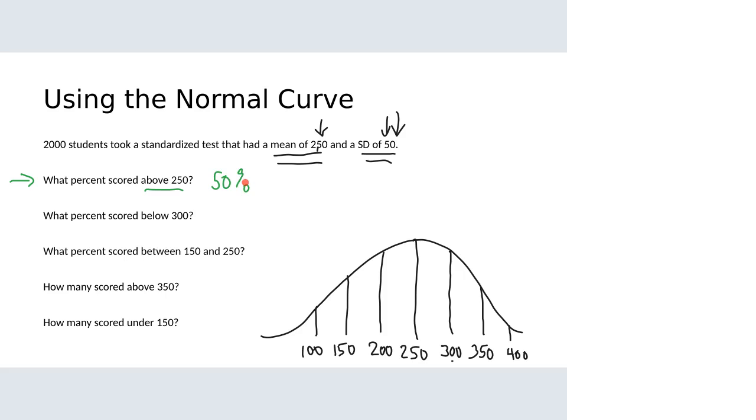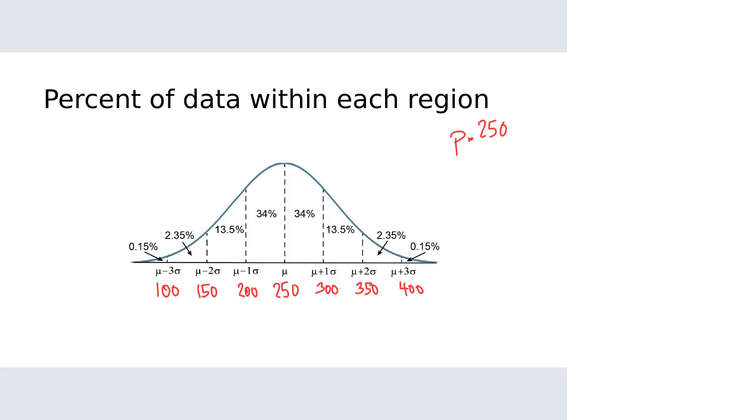Please let me know if you have questions. I'm going to move on to the next one that says, what percent scored below 300? So what percent of the students that took this scored below 300? I'm going to use this picture. Here's where 300 is, at one standard deviation above the mean. The students that scored below 300 are back here. So what I'm doing is I'm adding up all of those.